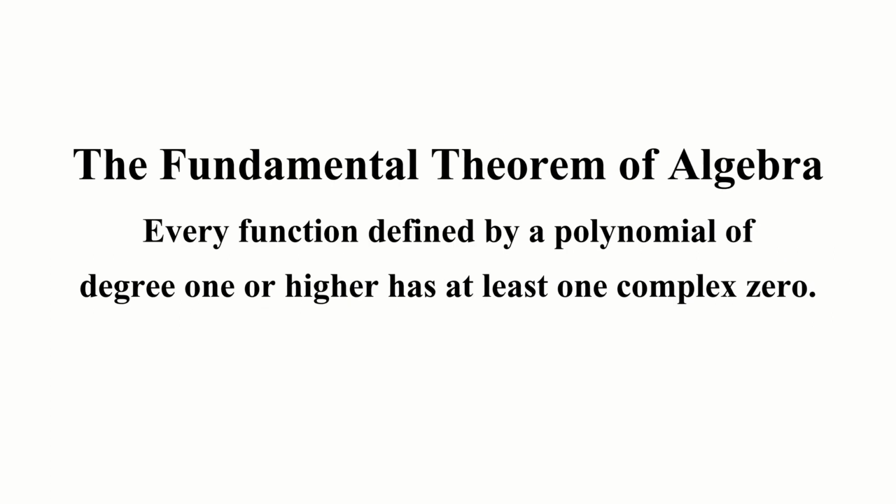All right, next we're going to present the fundamental theorem of algebra, which says every function defined by a polynomial of degree 1 or higher has at least one complex zero. Now, we will find out in a minute that, for example, if you have an nth degree polynomial, it will have n zeros. However, they don't necessarily have to be what? Different ones. They may be repeated zeros.